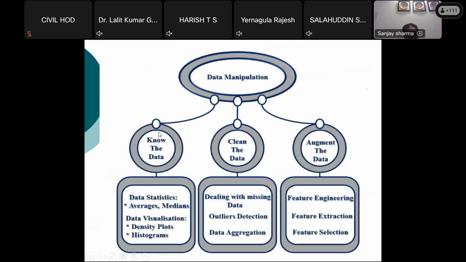So you need to know the data. You need to clean the data, and you need to augment the data sometimes also. You use some models or maybe statistics to carry out averages, medians, and data visualization. Then you see what data is to be omitted, what data is to be used, and if some additional information is required, you do that also.